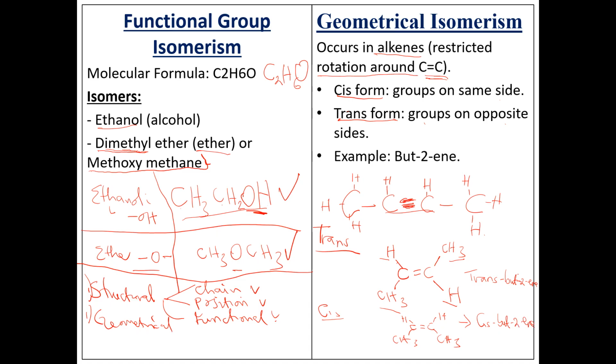but-2-ene. So in cis, these groups are on the same side. We can see hydrogen on the same side and methyl group on the same side. So that's how we can differentiate between a cis and trans in geometric isomerism.